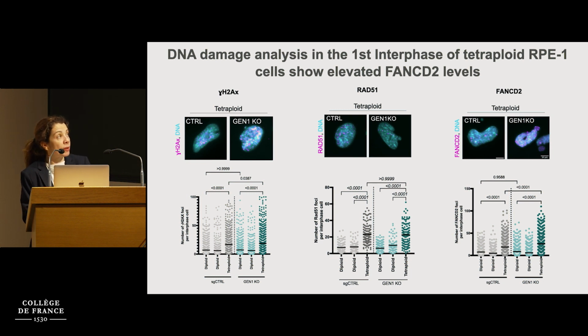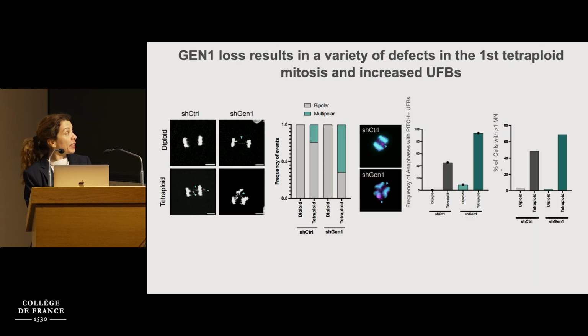Gen1 is downstream. If we compare tetraploid cells with Gen1 and tetraploid cells without Gen1, there is a substantial increase in FANCD2, which goes along with the lack of fragile site resolution. Now, in addition to this, we can see defects in mitosis. Actually, there are even more multipolar mitosis when Gen1 is knocked down.